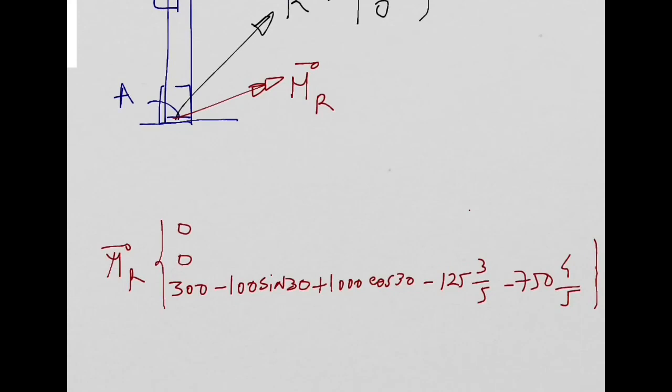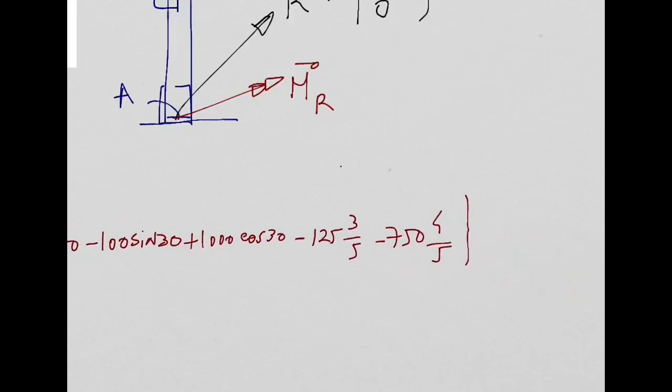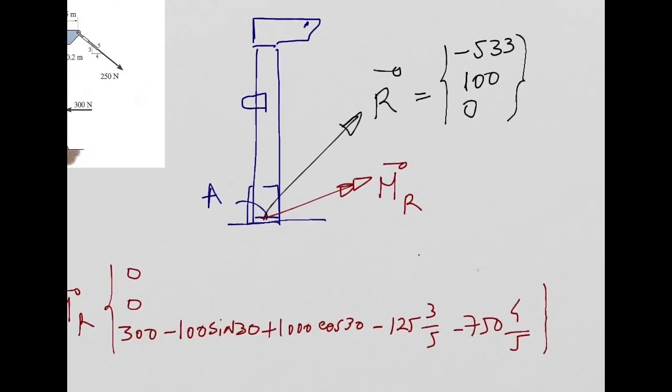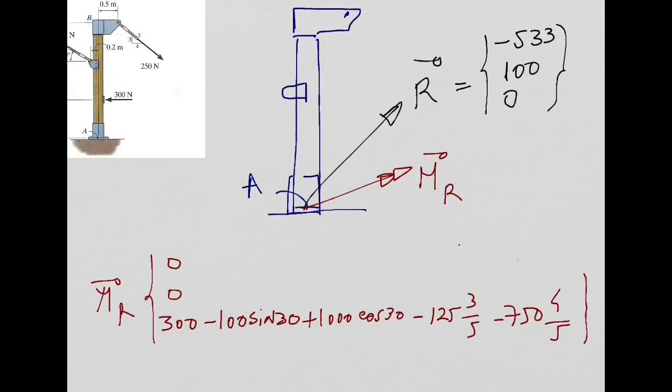Now you can see, you will have an equivalent system in the same structure, but as you can see, everything is now concentrated at point A. You have the resultant of the forces, this R vector, minus 533, 100, 0, which is the summation of all the forces, and then the resultant of the moments, which is this vector in red, with a component in the z direction only.